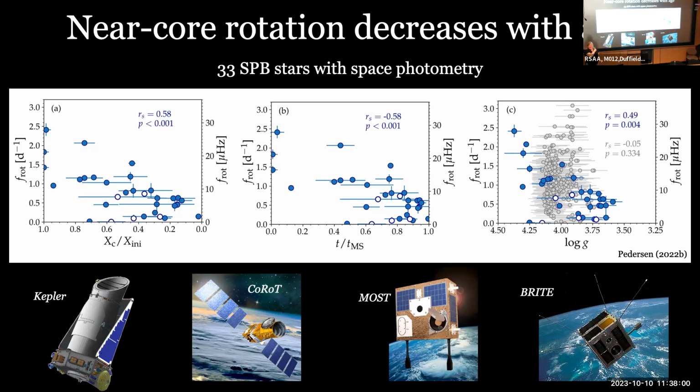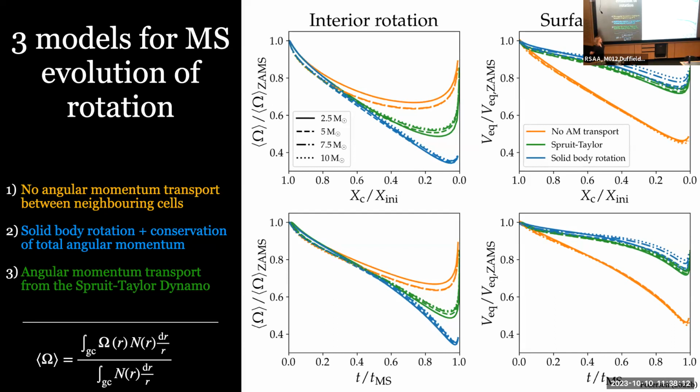Now, one question we want to ask is, is this something that we would normally predict to see, this decrease in rotation rate as a function of age? And so to answer that, I considered 3 different scenarios, as shown here, where the first scenario is we assume that no angular momentum transport is happening in the star. The second scenario, in blue, is assuming that we have solid body rotation. And in the last scenario, we're assuming we have angular momentum transport from the Spruit-Tayler dynamo.